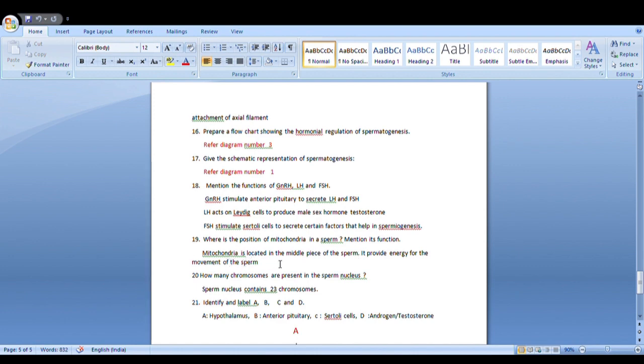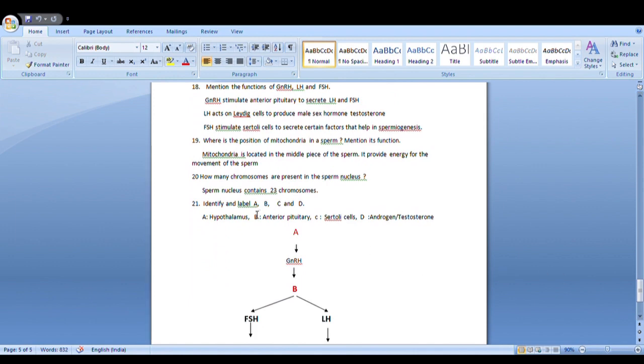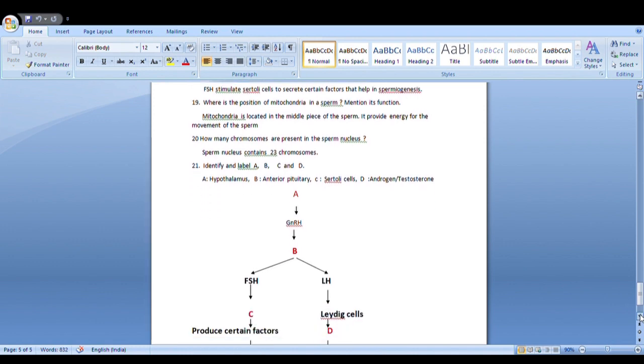Mitochondria is located in the middle piece of the sperm. It provides energy for the movement of the sperm. How many chromosomes are present in the sperm nucleus? Sperm nucleus contains 23 chromosomes. Then identify and label A, B, C and D. A flowchart is given here. Identify the marked parts A, B, C and D.